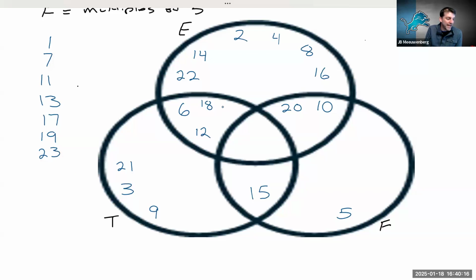24 is even and a multiple of 3. 25 is a multiple of 5 only. 26 is even. 27 is a multiple of 3. 28 is even. 29 is neither. And 30 is even. It is a multiple of 3, and it is a multiple of 5. So let's double check, make sure that we got all these in the right spots.